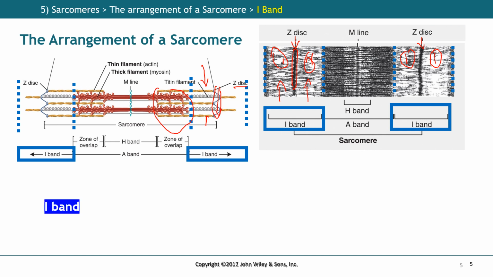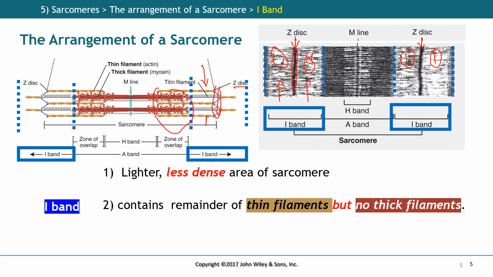Okay, so remember the I band is lighter because it's a less dense area of the sarcomere, because the proteins it contains are only thin filaments, but not thick filaments. So no myosin in that area. And the third thing is that you find a darker region in the middle, that is the Z disc, that passes through the center of each I band. Okay, and to finish, let's move into the next section.